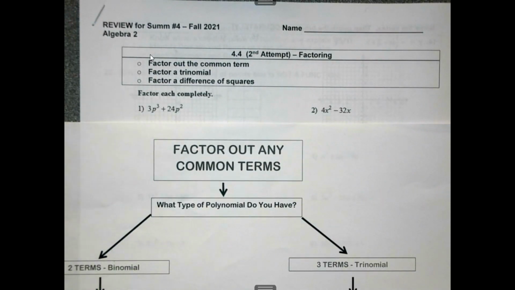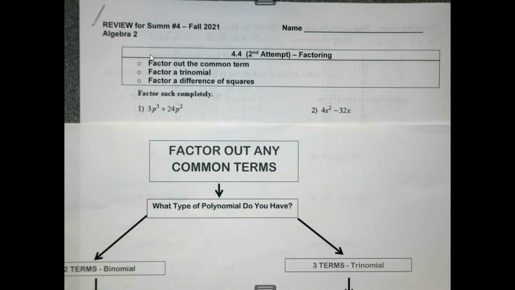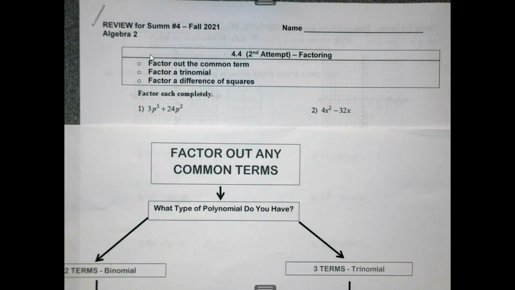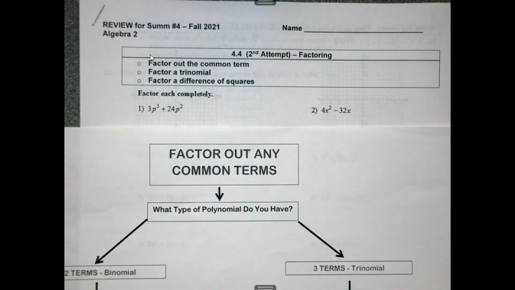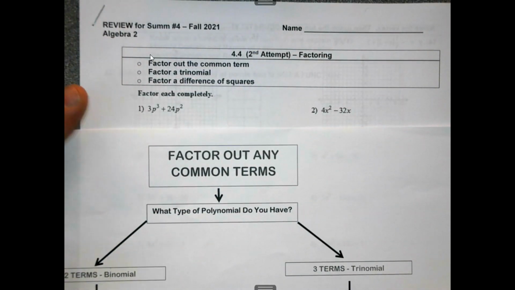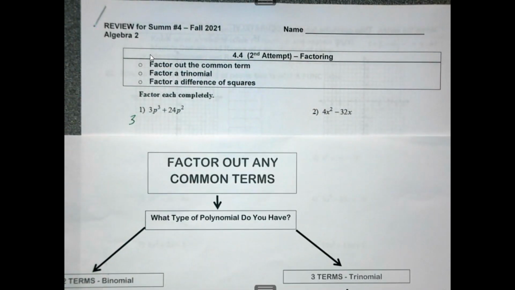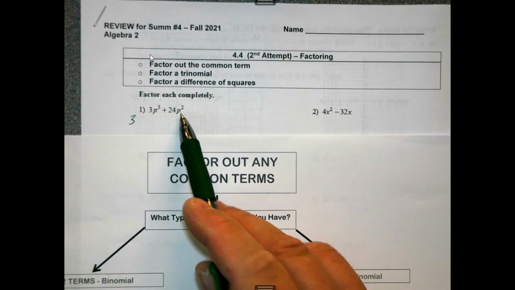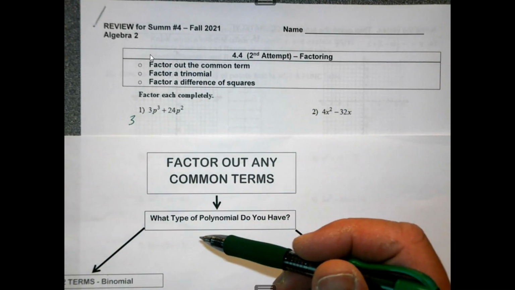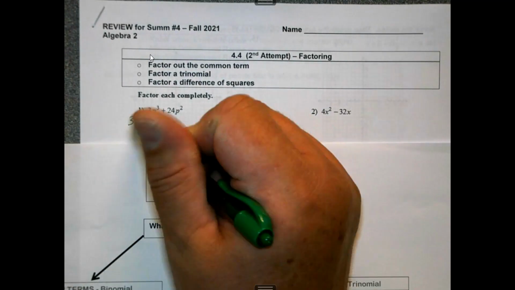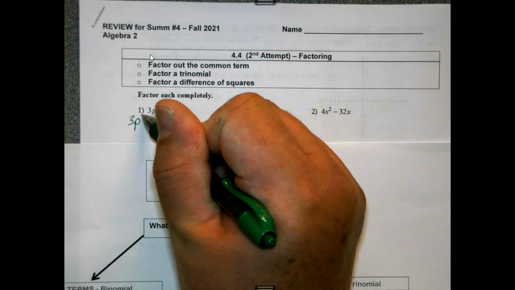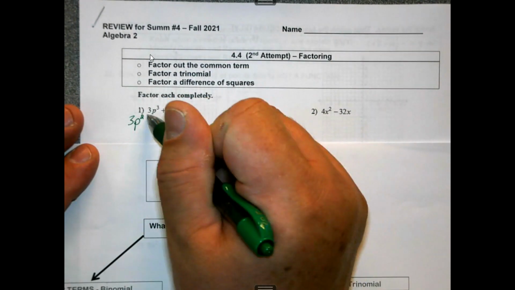Why, yes, Mr. D, you can. Well, which ones? Well, Mr. D, you can take out a 3 from the numbers. And I also see you got 3 P's in the first term and 2 P's in the second term. So that means you can take out 2 P's at the same time. So, okay, great, Mr. D. That's what I'm going to do.